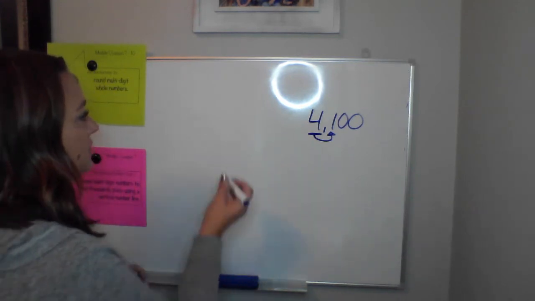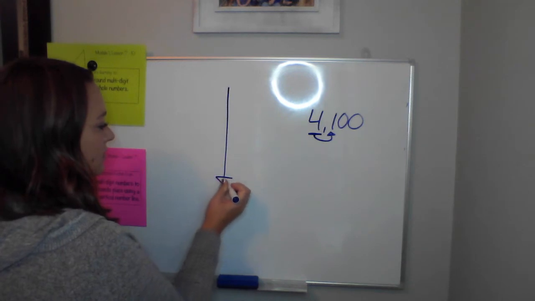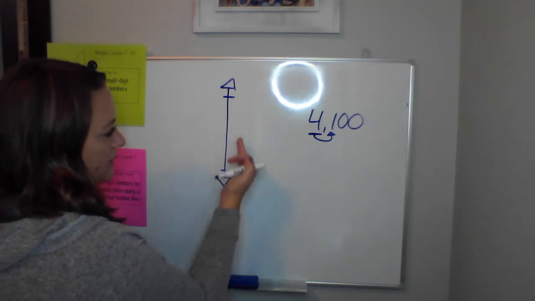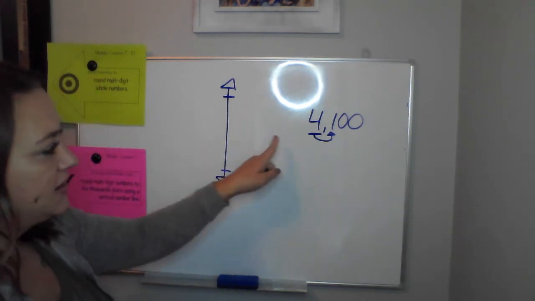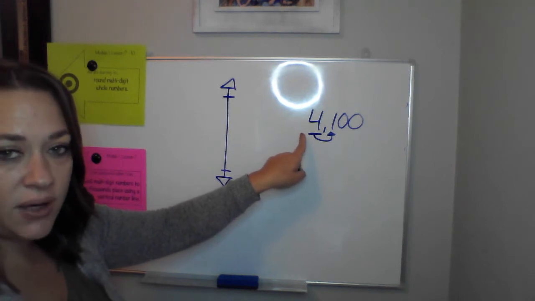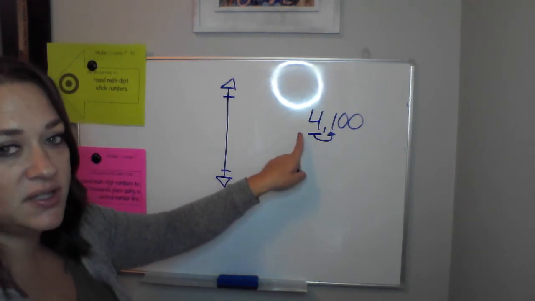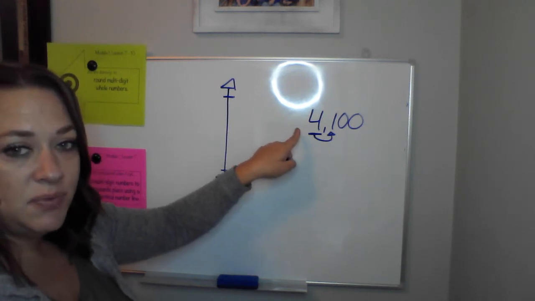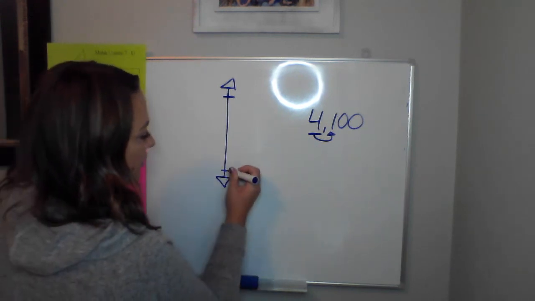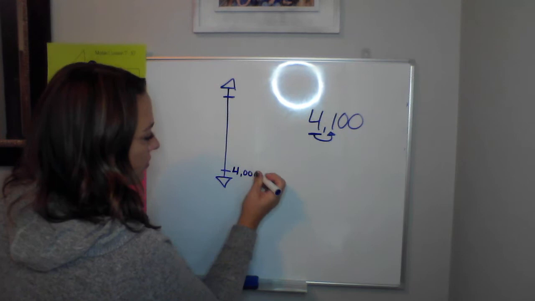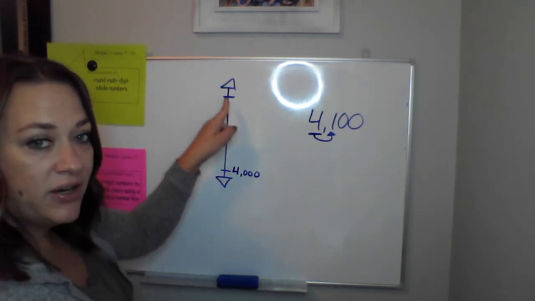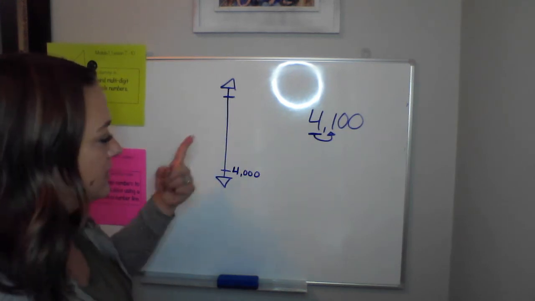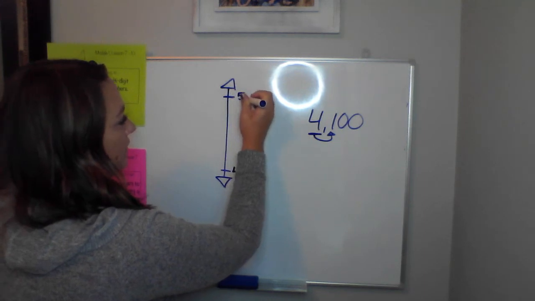Okay, and then the vertical number line looks like this. And it has 2 end points. So my lower end point is going to be 4,000 because that's what I am starting with. So I always look and say, well, what if I'm rounding to my nearest thousands? 4,000 would be my lower point. So 4,000 is my lower end point. And then my higher end point is going to be 1,000 more. So 4,000 plus 1,000 would be 5,000.